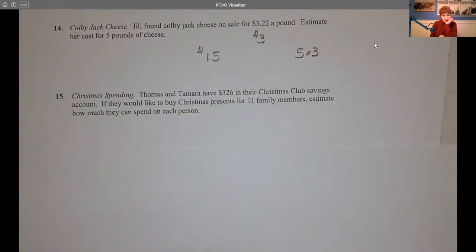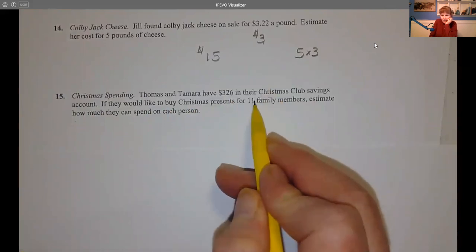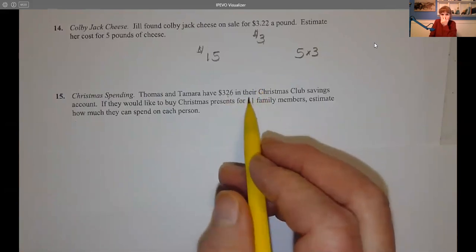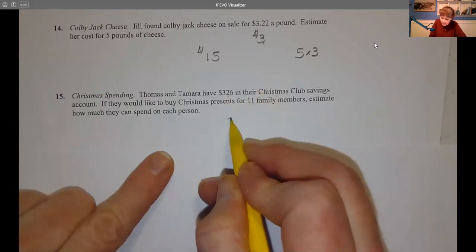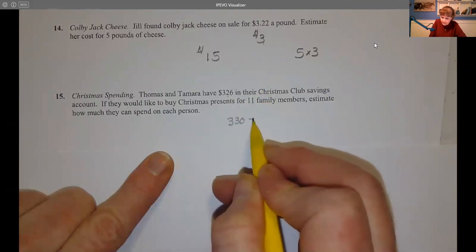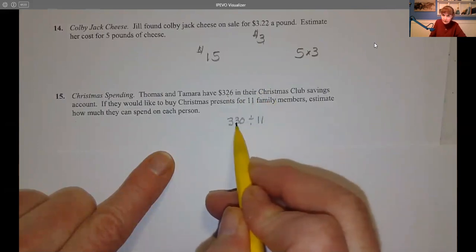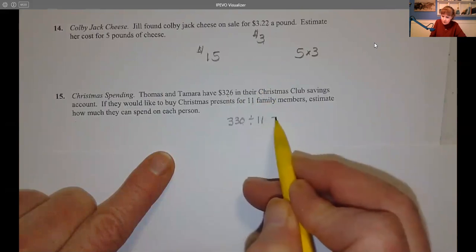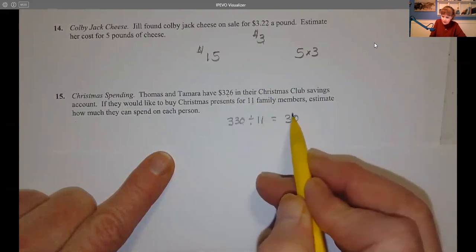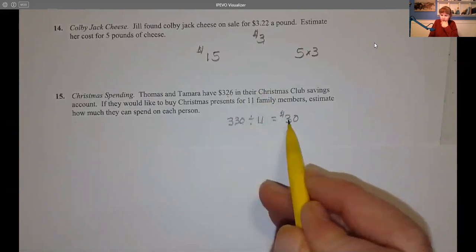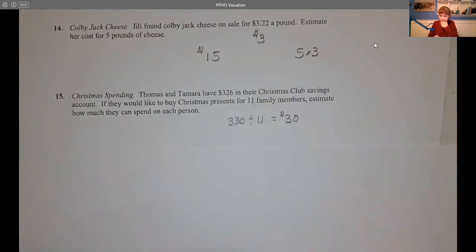Well, what I would do, because this is 11, and I know 11 goes into 33, because there's a couple ways you can do this. You could take 330 divided by 11. That's pretty easy to do because 11 goes into 33 3 times, and then you still have the 0. So you can spend about $30 a piece on those.